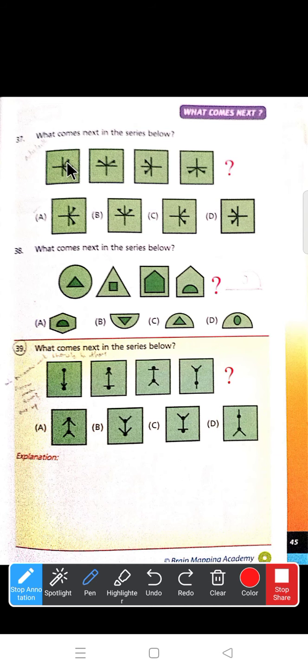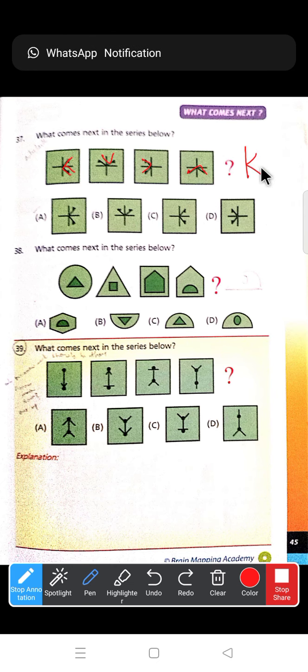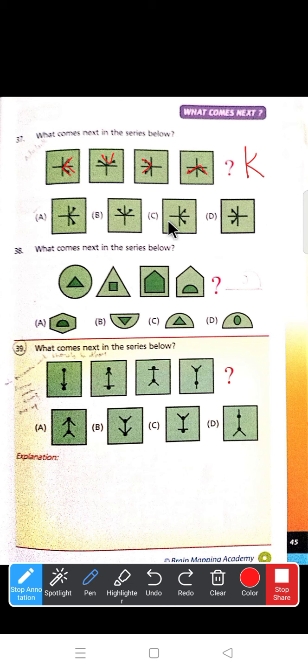The 37th one. If you observe this picture, this V is moving in an anti-clockwise direction. So in the next figure, the V should come here. So in option C it is happening. In option C and option A it is happening. But if you observe this design, children, this design is moving outside. That means the knobs should be outside. So option A is the correct one.